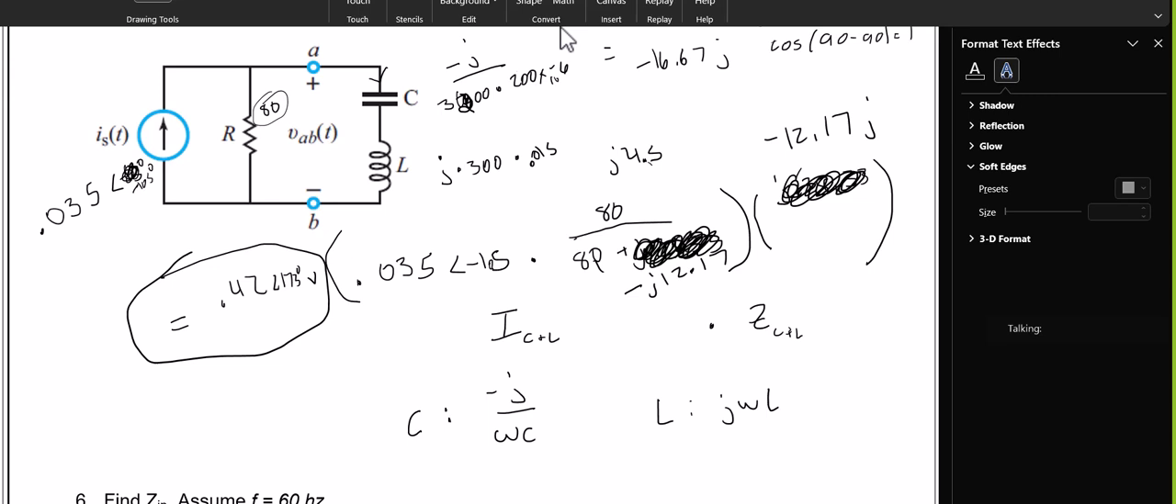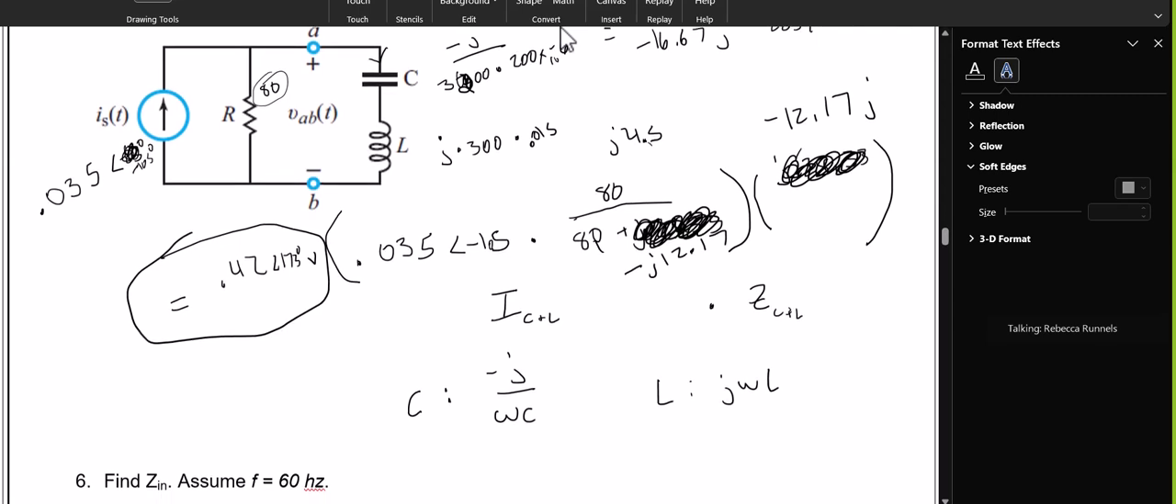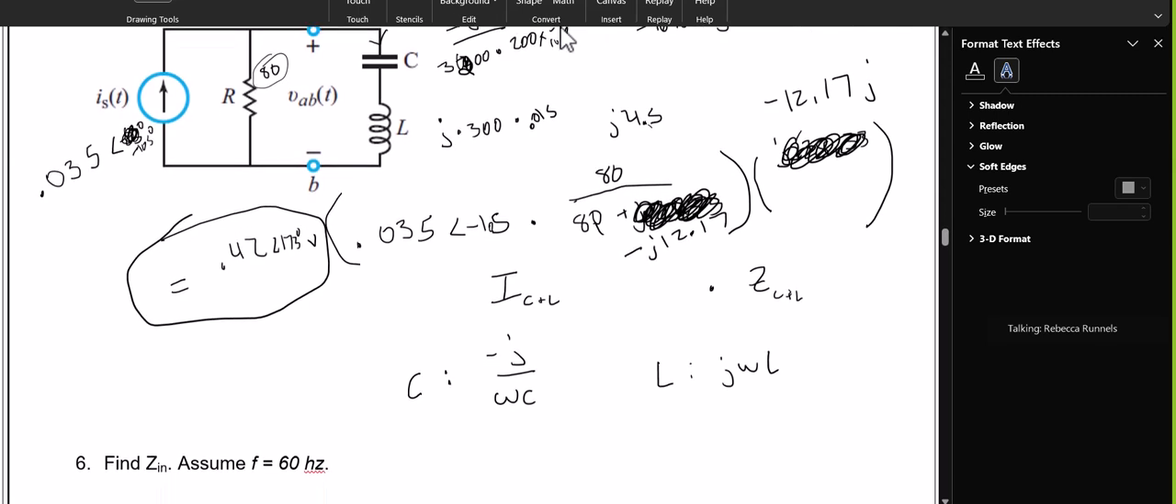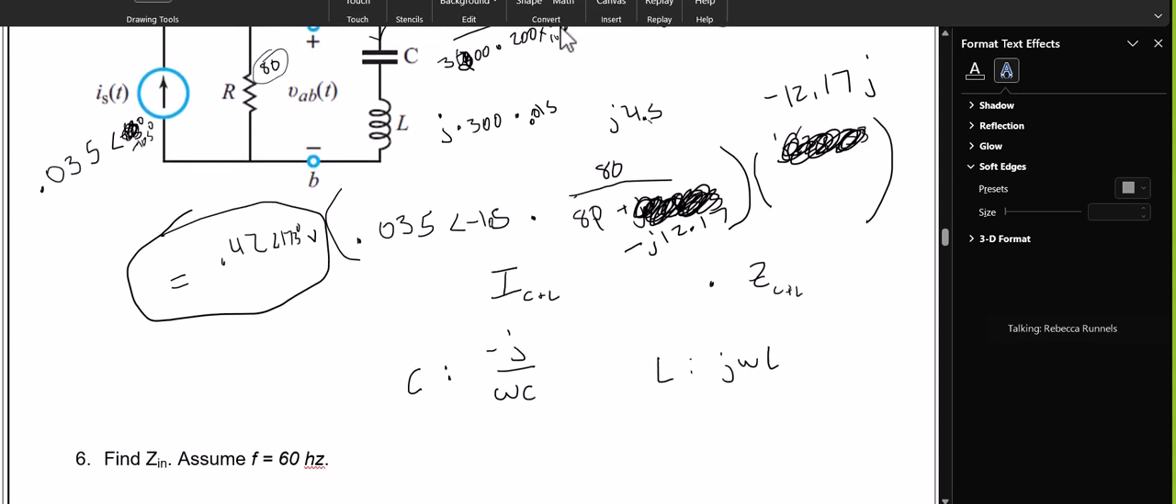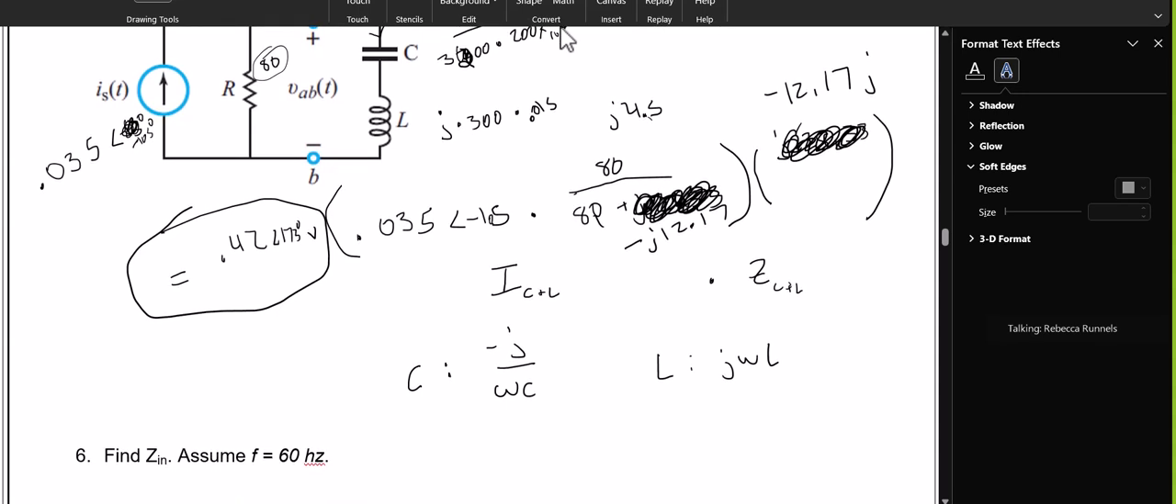Think positive. 0.42? Yes, okay, I got 0.43. Yep. So what was the angle? 173, positive. Okay, and the solutions manual says negative 180 something. Yeah, but it's the same. You would add 360 to get it to be the 170 term.